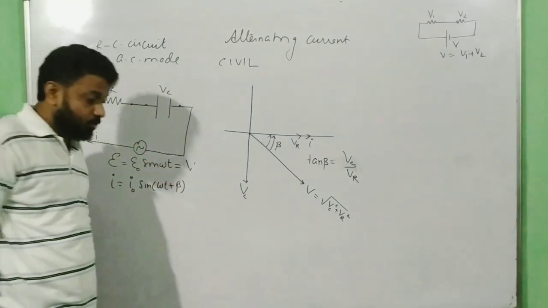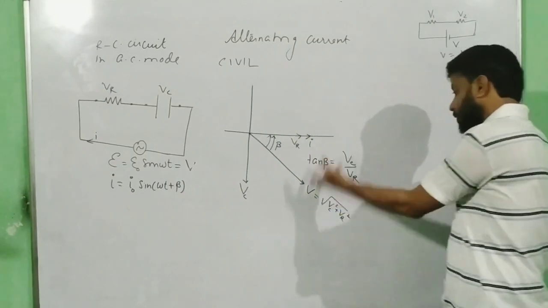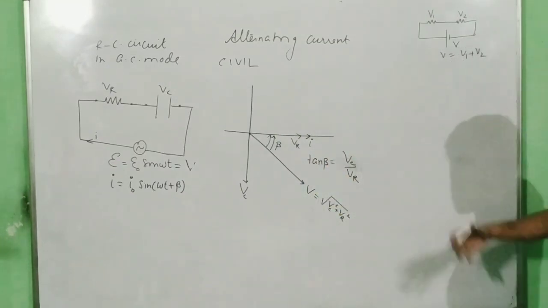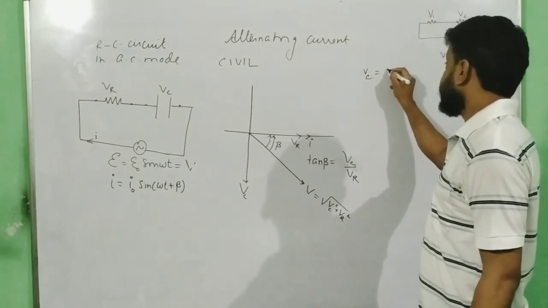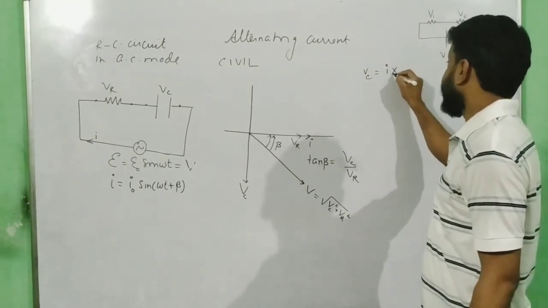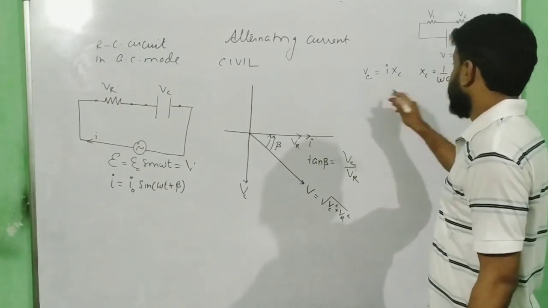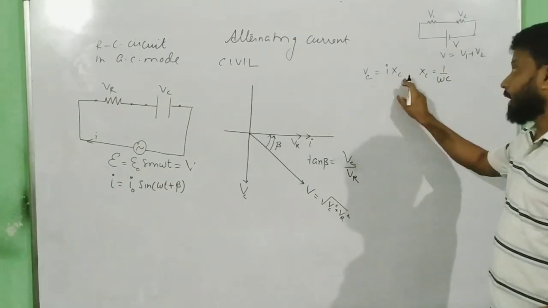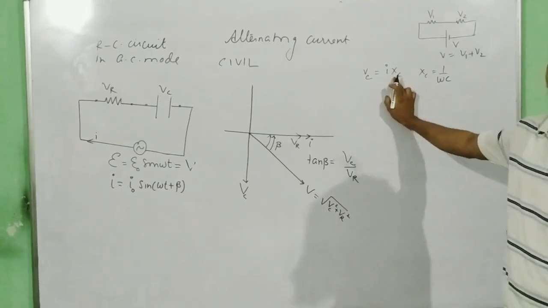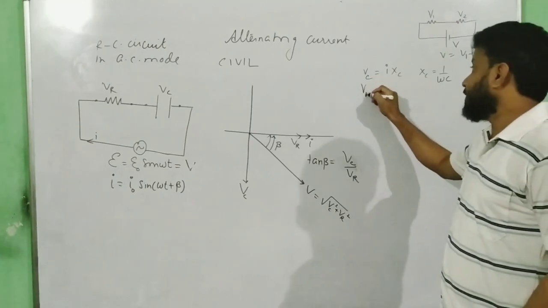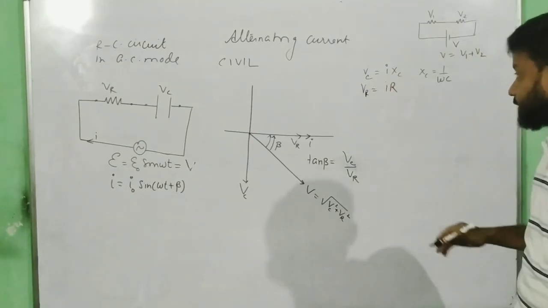Now suppose you have to find all these things, and I'm going to find the peak current also. So how are we going to find it? Now, can I write VC as I times XC? Remember XC? What is XC? XC is equal to 1 by omega C. Ohm's law, V is equal to IR. What is R here? We cannot use the word R for capacitance, so we use the word reactance. What about VR? VR will be equal to I times R. That is as simple as that.